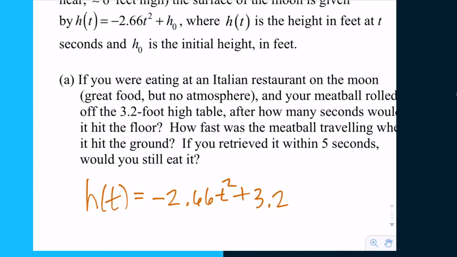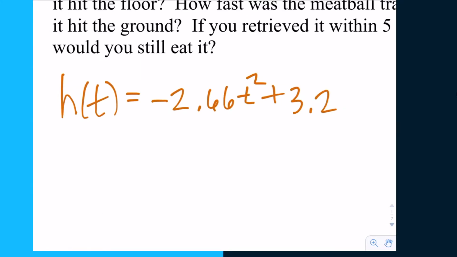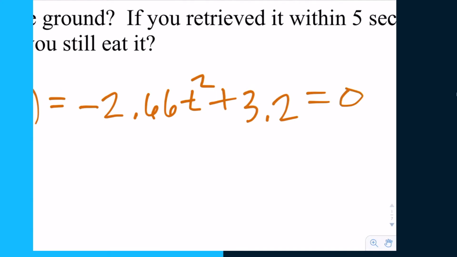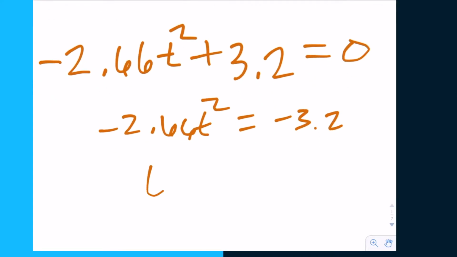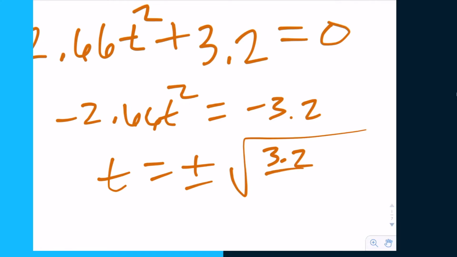What do we want to do with that now? I want to know how long it's going to take for it to hit the floor. Solve for t. This is not a name equation, it's a conditional equation. Set it equal to 0. We know when the meatball hits the ground, it is 0 feet above the ground, right? So you set it equal to 0, and now you solve for t. Negative 2.66 t squared equals negative 3.2. T is going to equal plus or minus the square root of 3.2 over 2.66.